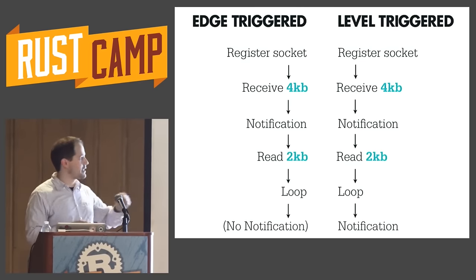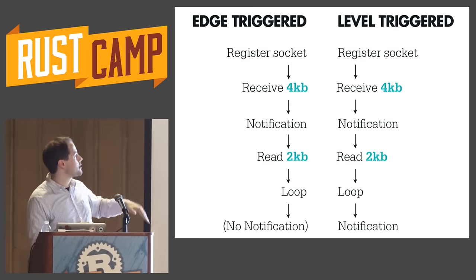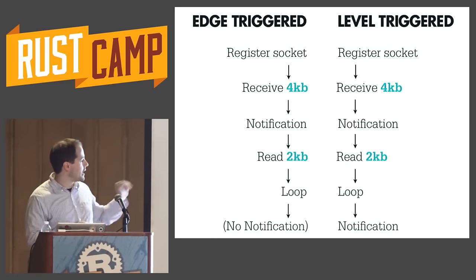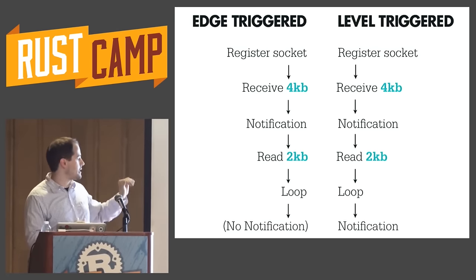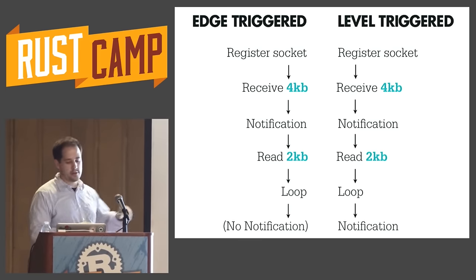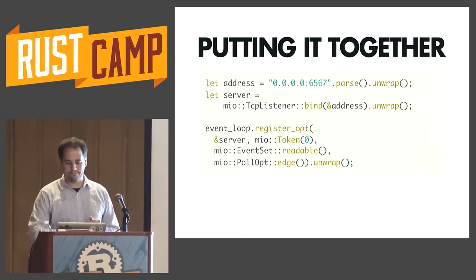Just to illustrate exactly the point: at the start, you register the sockets, you receive 4 kilobytes, you get the notification, read 2 kilobytes, and then loop. Everything up to there is the same, but once you loop, only level triggered will get the notification again, versus edge triggered, where you will no longer get that notification.